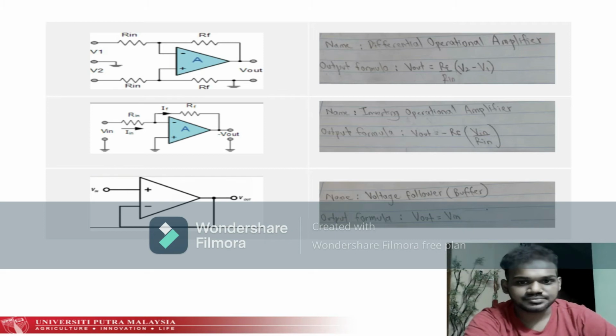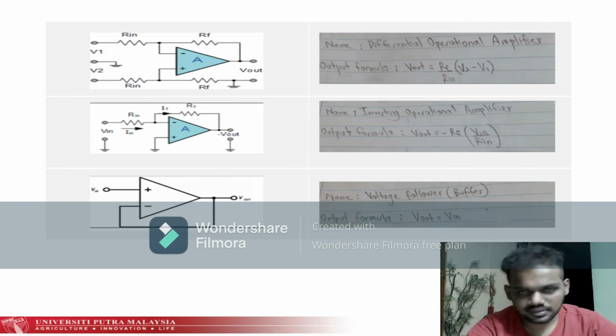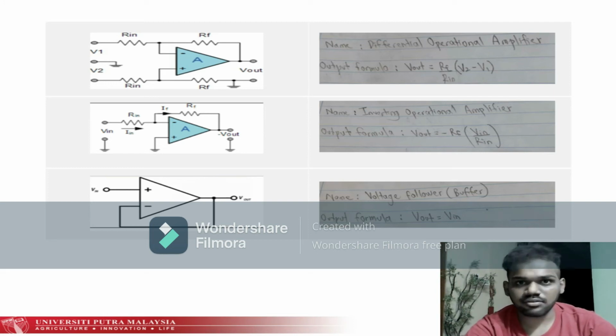And finally, if we take a look at the fifth diagram, we can obviously know that the name of the operational amplifier is voltage follower. This is because the output is connected directly back to the inverting input. And for the voltage follower, the Vin is exactly equal to Vout.